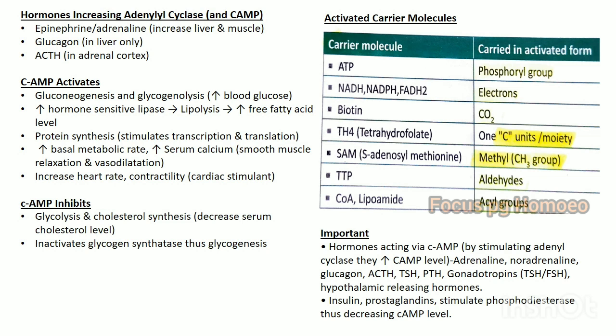Hormones acting via cAMP are adrenaline, noradrenaline, glucagon, ACTH, TSH, PTH, gonadotropins, and hypothalamic releasing hormones. Decreasing cAMP level is associated with insulin and prostaglandins.